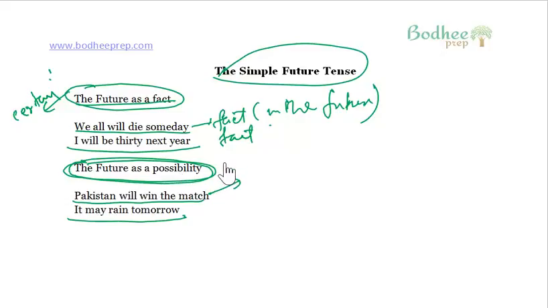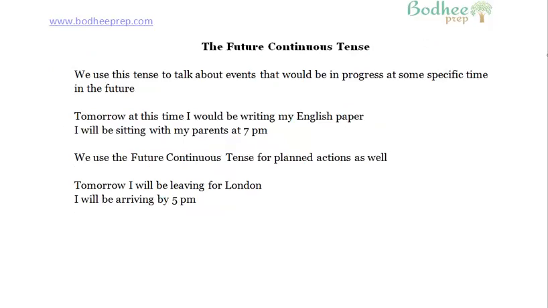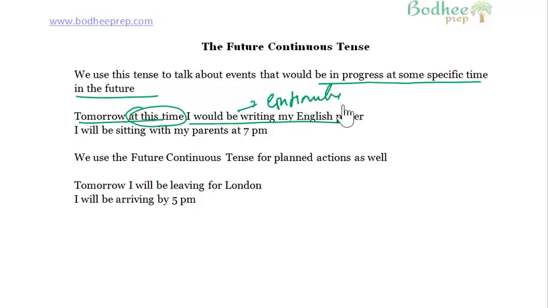It's very simple and straightforward, and we will go and see the simple future continuous tense. The simple future continuous tense now, we use this tense to talk about events that would be in progress at some specific time in the future. Tomorrow at this time, so when you say tomorrow at this time, I would be writing my English paper. So this shows basically the continuity.